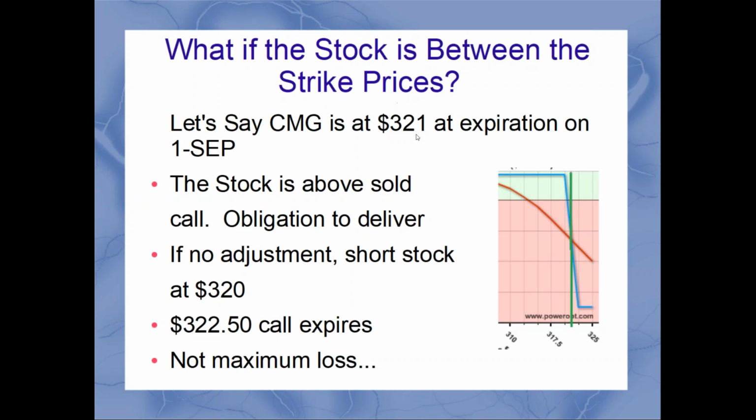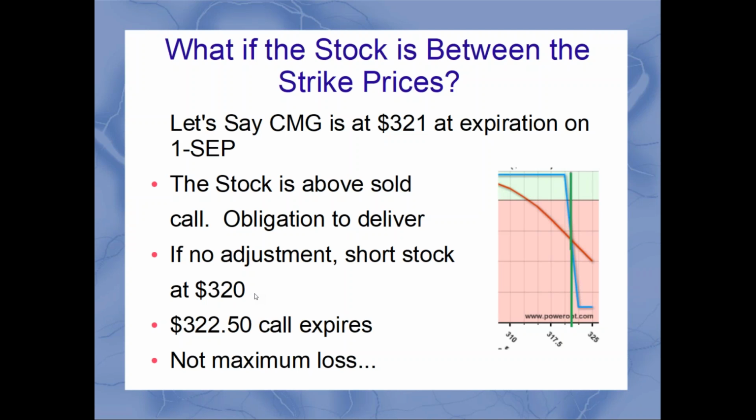The 322.5 call, if the stock's at 321, anywhere between the strike prices, still expires worthless. Your broker, again, won't necessarily exercise that 322.50 call for you if the market's offering 321, even though it's after hours. Okay? So what happens? Well, you have an obligation to deliver stock you don't own. The outcome here, just like a naked call, you're going to end up being short shares of stock on Monday morning. You'll be short shares of stock of CMG at 320. Yes, you still have the net credit in hand, the 47 cents.